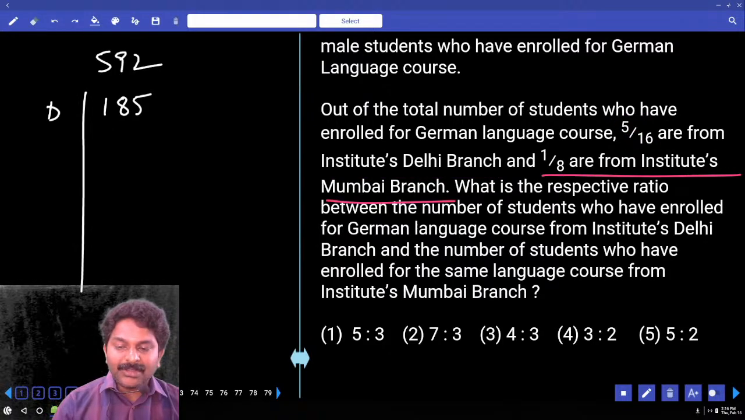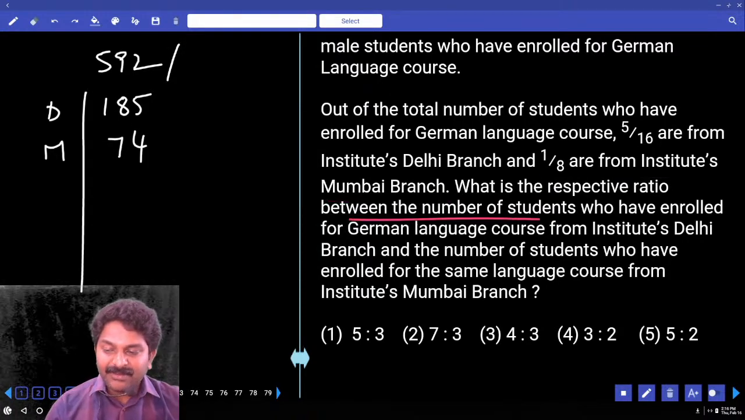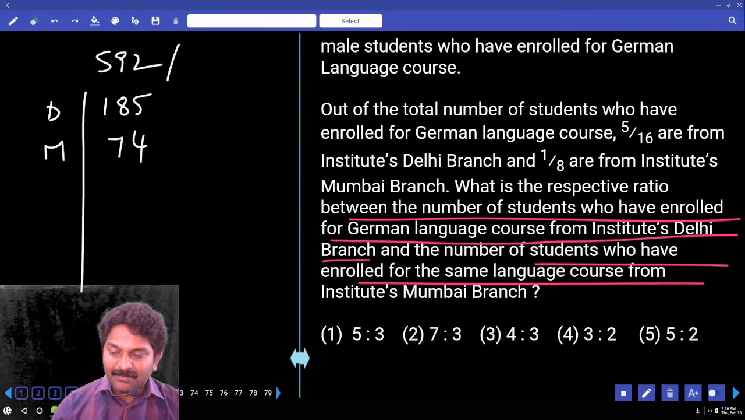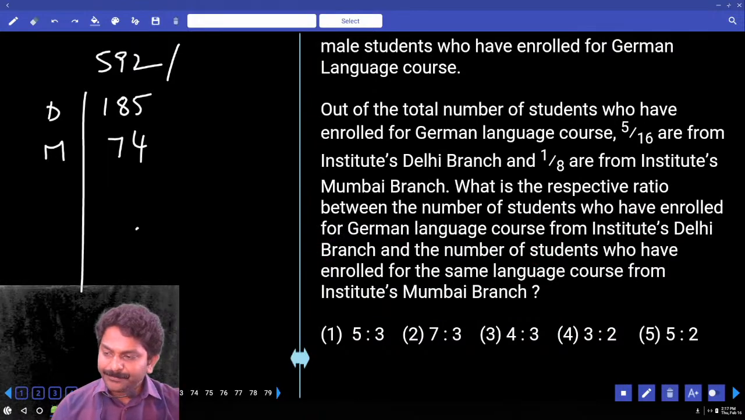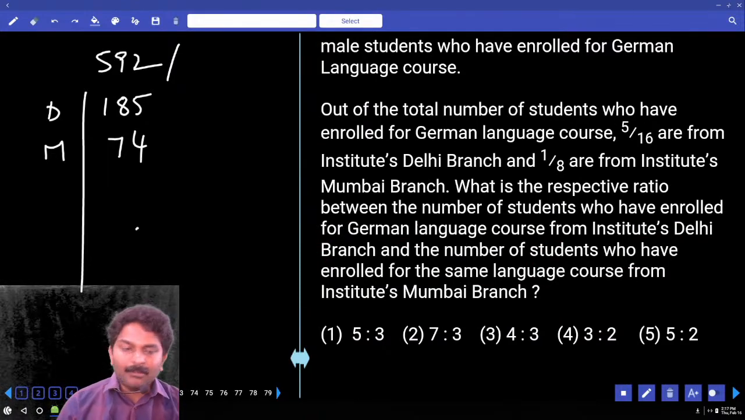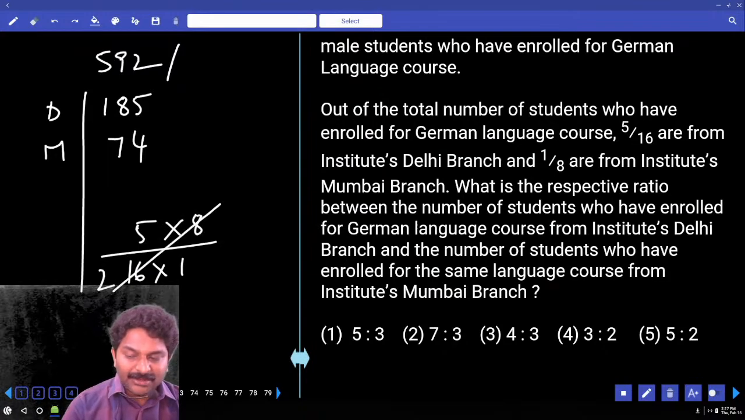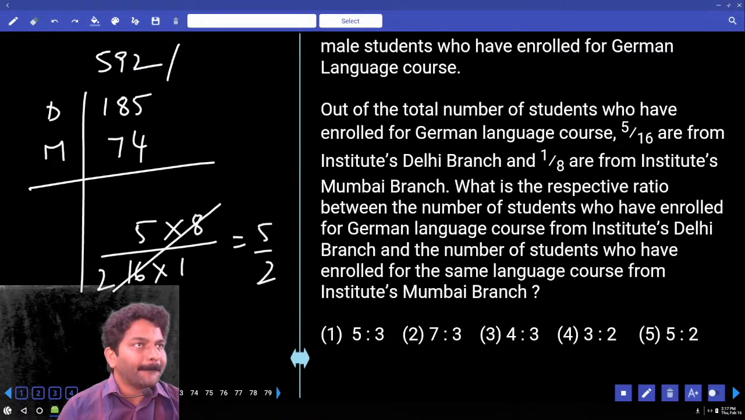1/8 are from the institute in Mumbai. 1/8 Mumbai branch, 592 divided by 8 is 74. What is the respective ratio between the number of students who enrolled for the German language course from the Delhi branch and those who enrolled for the same course from the Mumbai branch? Basically, we don't need the numbers, just the ratio between Delhi and Mumbai. Delhi fractional part is 5 by 16. Mumbai fractional part is 1 by 8. Denominator goes to numerator, ratio 5 by 2. Numbers are not required. Got it?